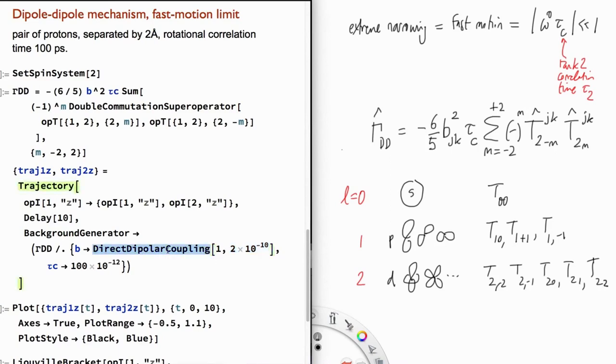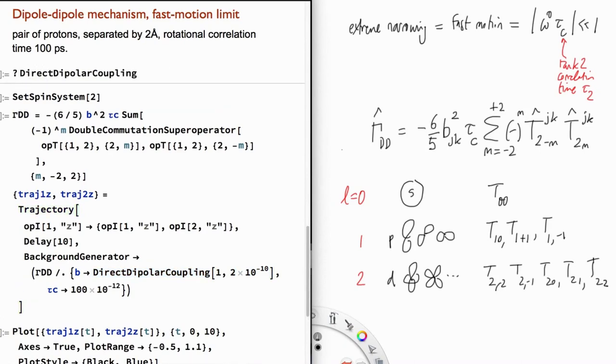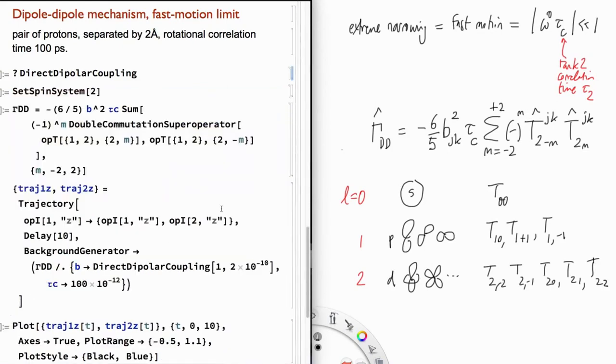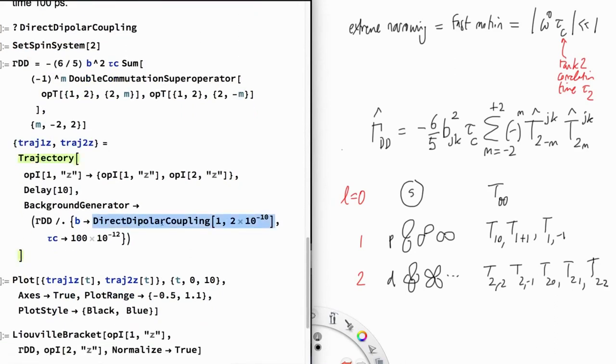The direct dipolar coupling routine here knows how to calculate couplings between pairs of spins of any isotopic type at any given distance. If you give it a list of 2 isotope specifications, then it does that. But if you just give it 1, then it assumes you mean 2 of the same type. So that's a useful routine. This just immediately gives you this B number for protons, in this case, separated by 2 angstroms. Now I've used here a correlation time of 100 picoseconds, so this would be appropriate for a small molecule in solution.